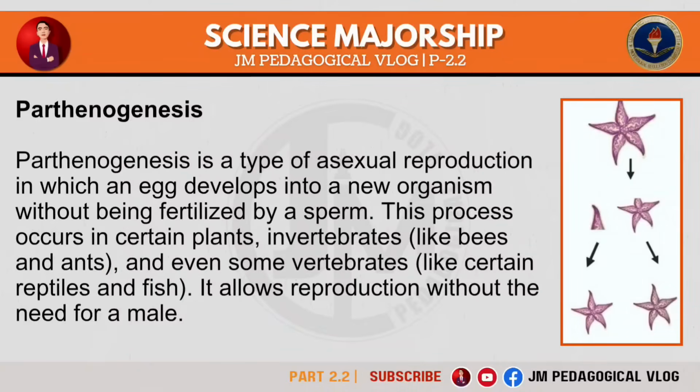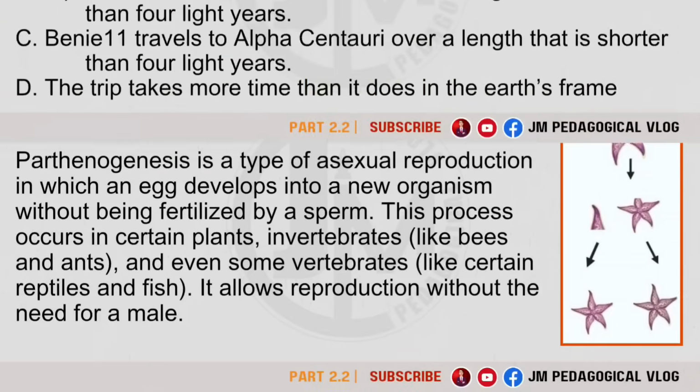Parthenogenesis is a type of asexual reproduction in which an egg develops into a new organism without being fertilized by a sperm. This process occurs in certain plants, invertebrates, like bees and ants, and even some vertebrates, like certain reptiles and fish. It allows reproduction without the need for a male.